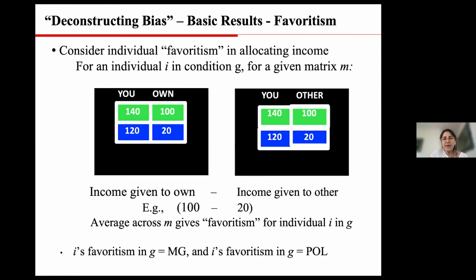Okay, and then we're going to compare individual I's favoritism in the minimal group experiment versus I's favoritism in the political group experiment. One of the things we also thought is that the political group setting is also somehow more salient. I mean, aren't Democrats and Republicans a much more salient thing than these Klee and Kandinsky paintings?